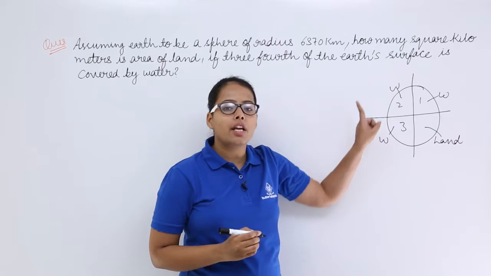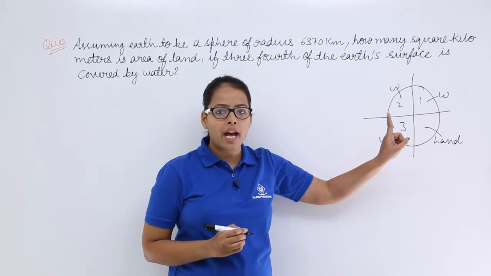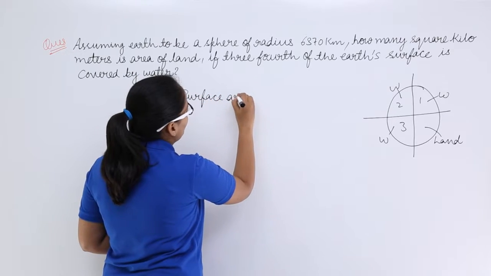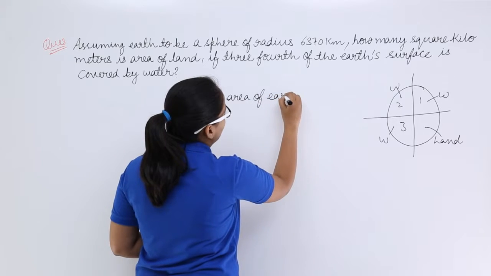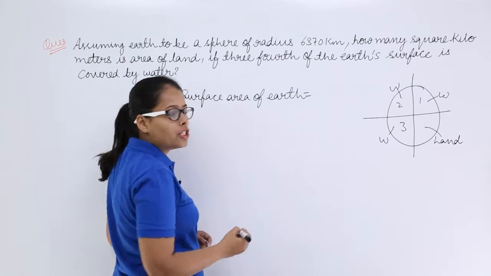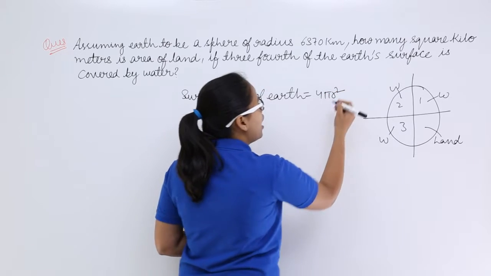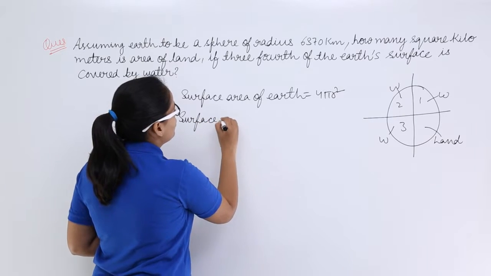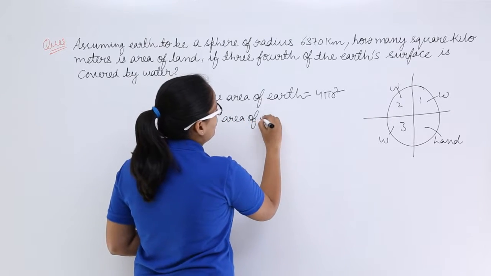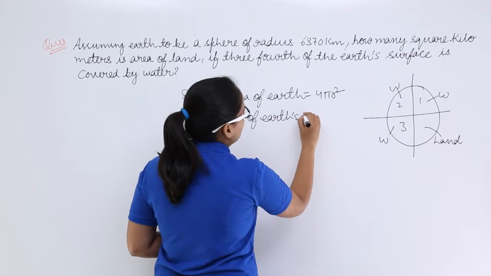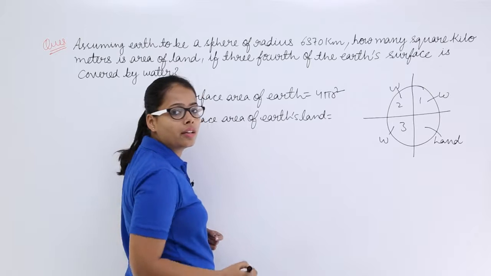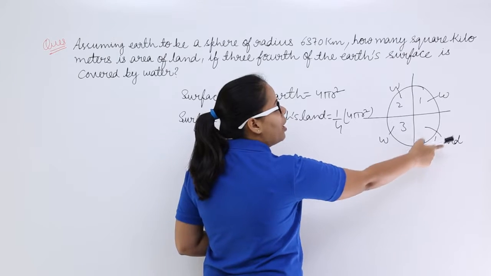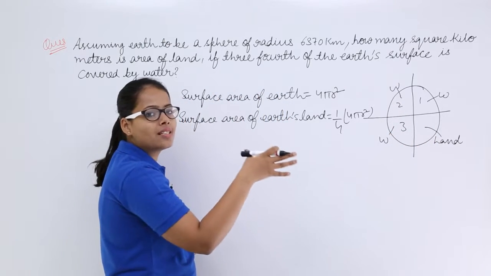Now you know that area of the sphere is 4 pi r square. Surface area of Earth. And you know that Earth is in the shape of sphere, so its area will be 4 pi r square. But surface area of Earth's land will be 1/4 of 4 pi r square, because only 1/4 of the sphere has been used as land.